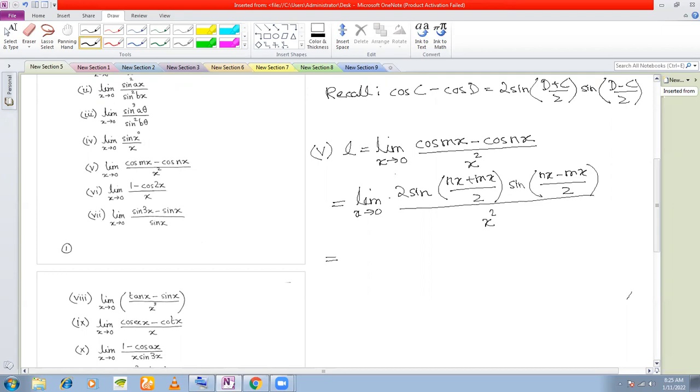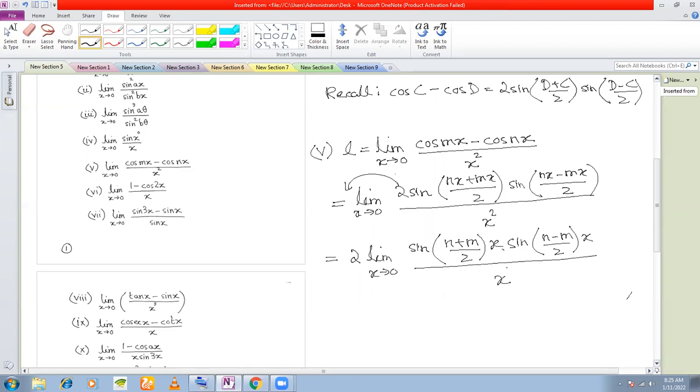Okay. Now 2 is a constant. You can take this 2 out. You get twice limit x tends to 0 sine. In the numerator within the sine, you can take x out. You get sine n plus m by 2 x into sine n minus m by 2 x, right? And you have x square in the denominator.